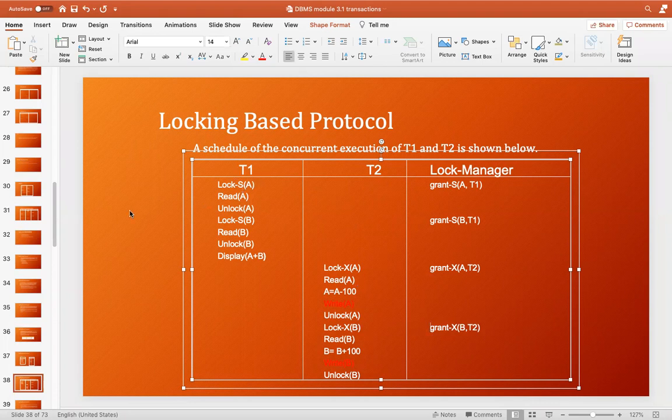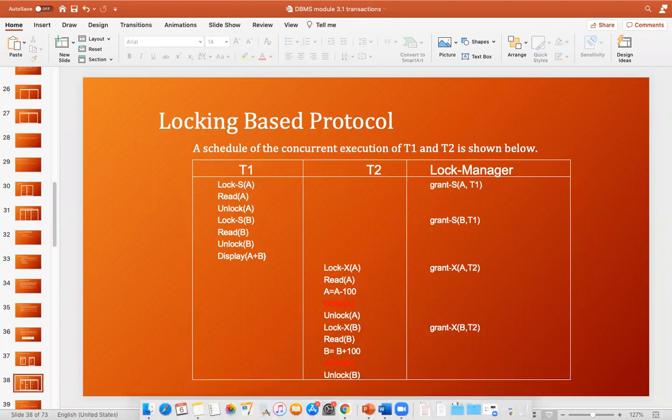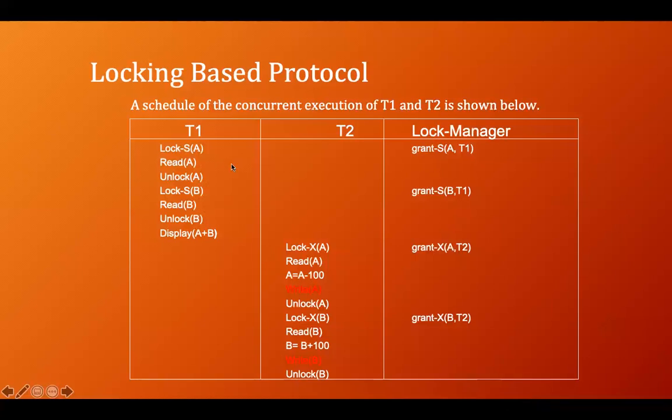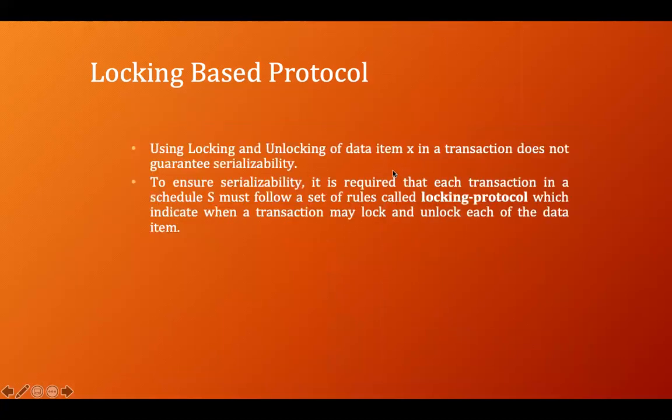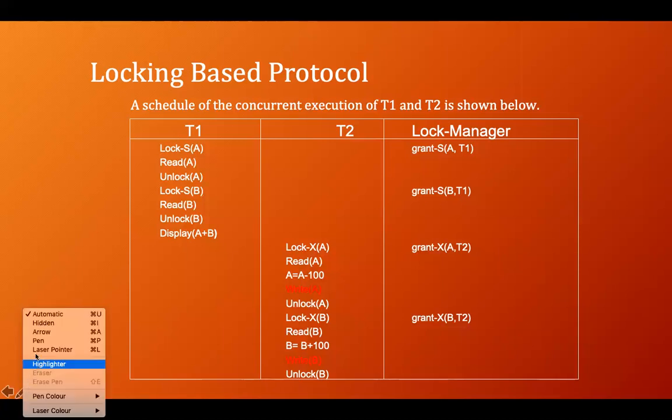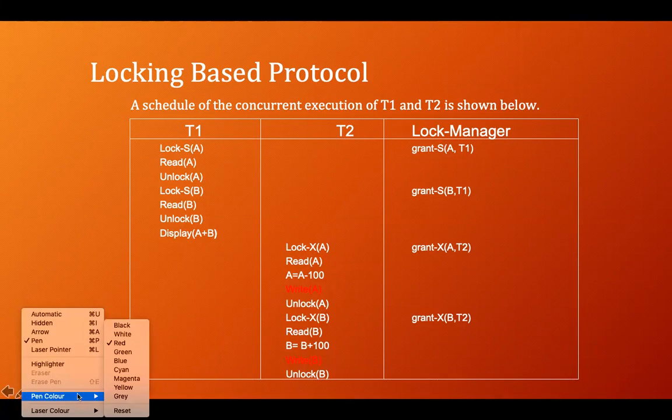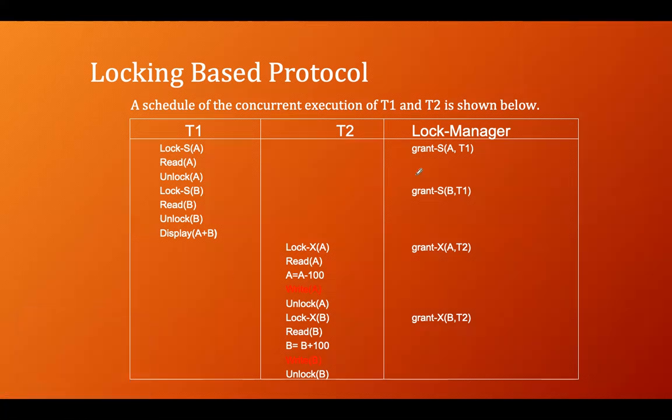Transaction T1 requires the shared lock on A. Will the lock manager grant it? Yes, it will grant it. Now it has read it, so unlock it. Transaction T1 again wants the shared lock on B, and it will grant it.